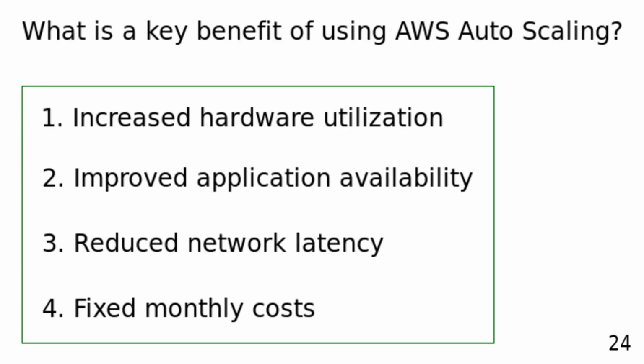What is a key benefit of using AWS Auto Scaling? Increased hardware utilization. Improved application availability. Reduced network latency. Fixed monthly costs.